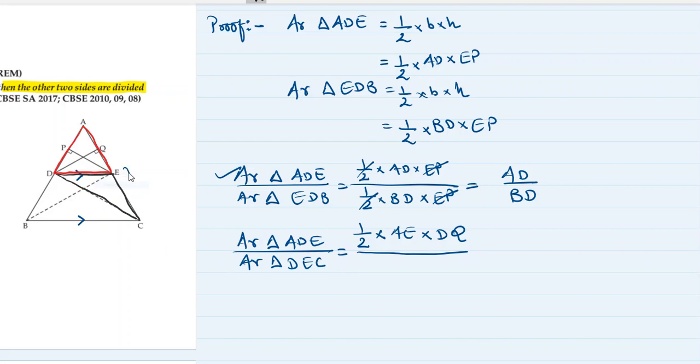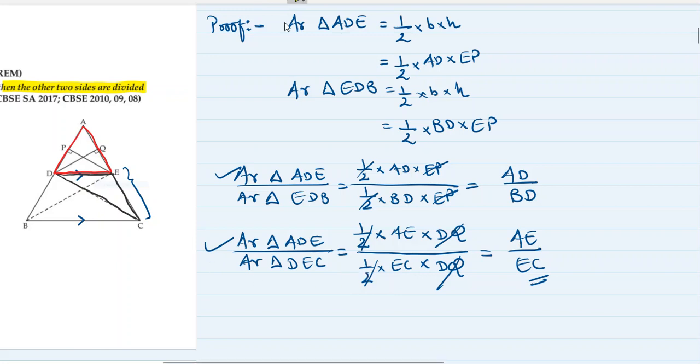Now in triangle DEC, I want you to take the base as EC. So half into EC. On the base EC, the height is going to be DQ. Since both the triangles have the same height, that is DQ, the half will cut, DQ will be cut, and we will be getting AE upon EC. Great. So we have got one ratio equal to AD upon BD and the other equal to AE upon EC.